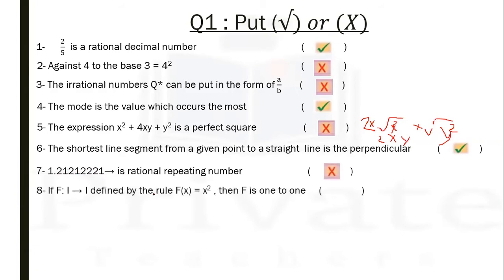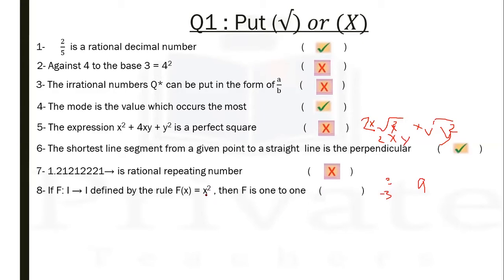So it is false. Number 8, if f from I to I, here we mean by I the integer numbers, like the positive numbers, the 0 and the negative numbers, defined by the rule f of x is equal to x to the power of 2, then f is 1 to 1. And this will be false, because if we take 3 as a number from the domain, when we put it in the function, it becomes 3 to the power of 2, which is 9. So 3 is connected to 9, and if we say negative 3, it will also be put in the form f of x.